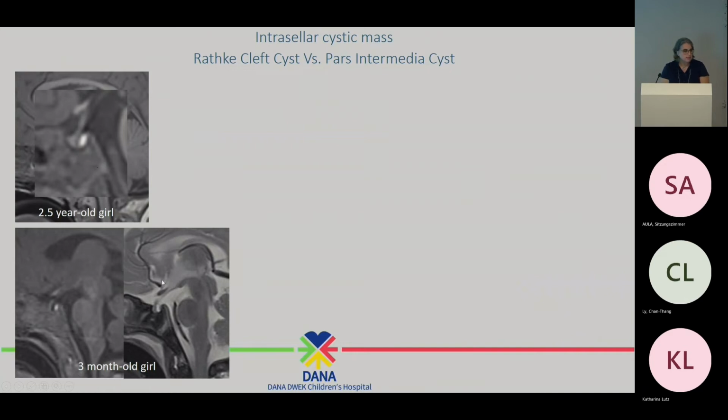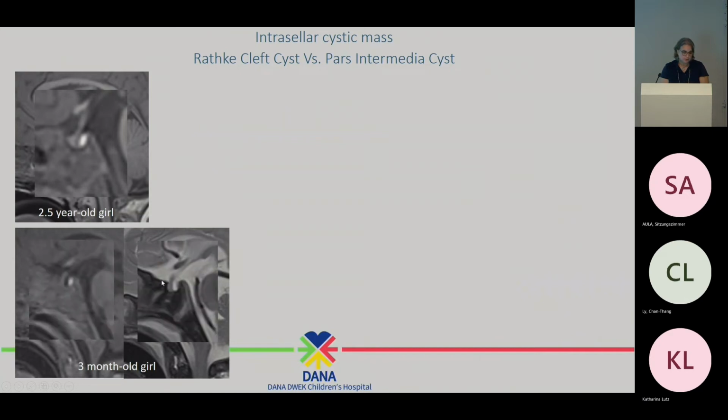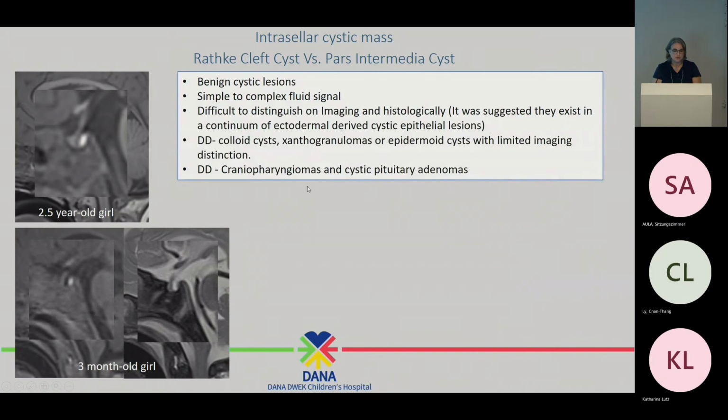But this area does tend to fill with fluid. Like in this 3-month-old girl, we can see here it's a little larger. It has low T1, high T2, so this is a small cyst. And what do we do with these cysts? People are using the names Rathke cleft cyst and pars intermedia cyst interchangeably, and these apparently are hard to differentiate both on imaging and also sometimes histologically.